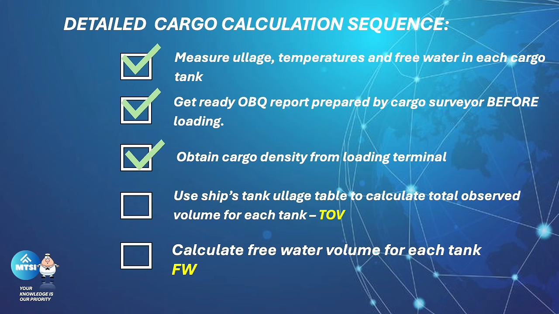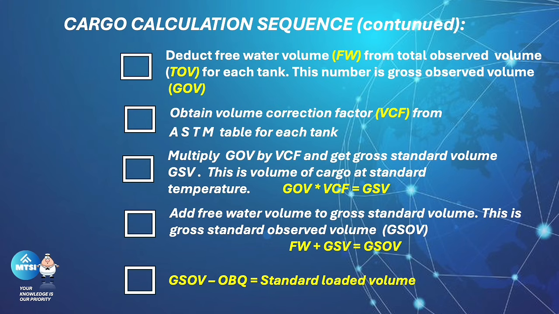Use the ship's tank ullage table to calculate total observed volume for each tank. Calculate free water volume for each tank. Deduct free water volume from total observed volume for each tank. This number is the gross observed volume.